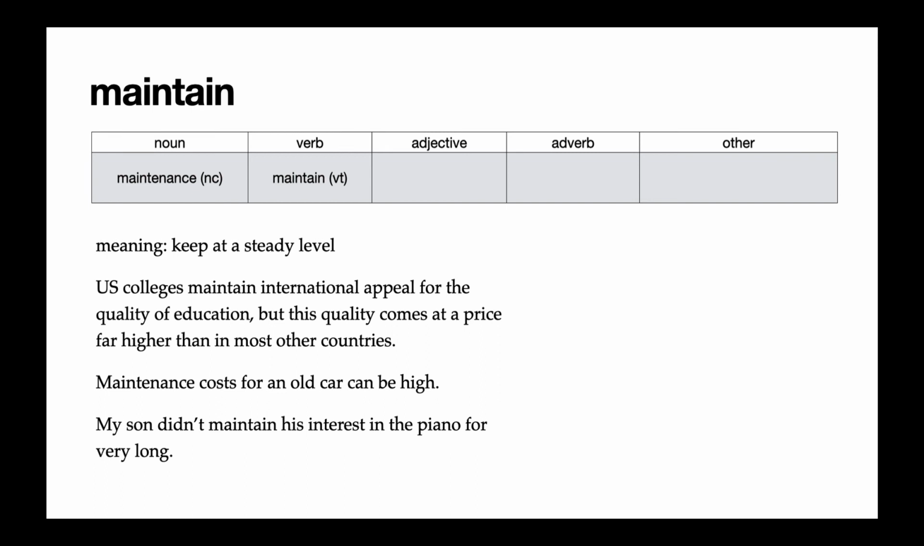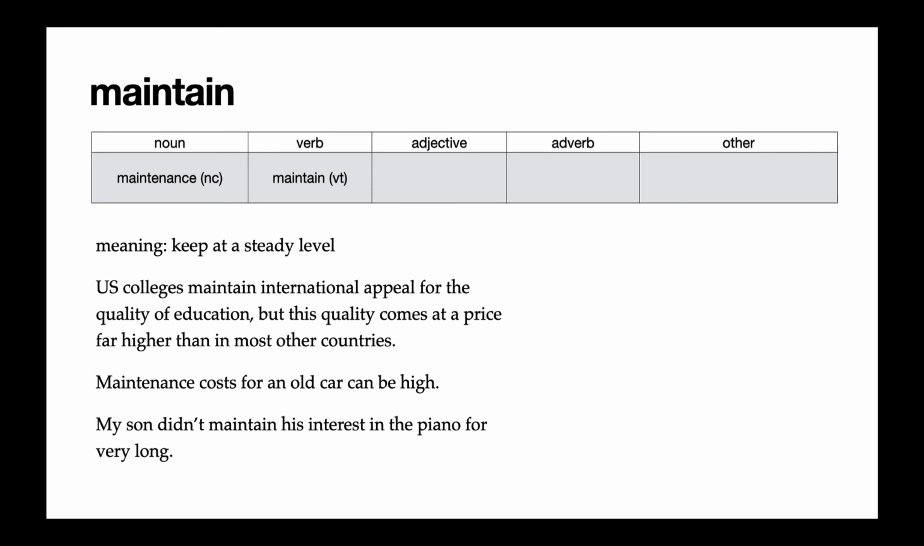In the reading, it said, U.S. colleges maintain international appeal for the quality of education, but this quality comes at a price far higher than in most other countries. That means colleges, in general, appeal to international students, and this doesn't change very much. This means that year after year, students continue to like U.S. colleges.